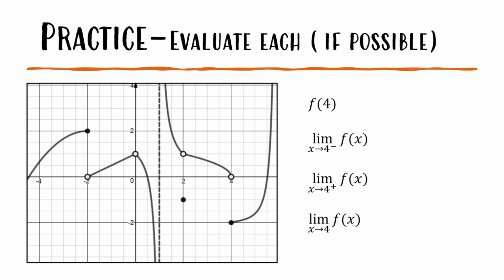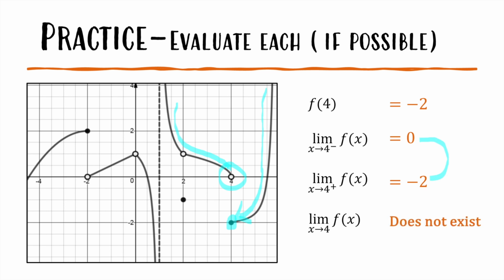Last one, let's look at f of 4. f of 4 is down here. It's -2. The limit as x approaches 4 from the left, we're following the graph to see what happens as we get closer and closer to an x value of 4, and it looks like we're headed towards 0. And then from the right, following the graph, that one's headed towards -2. The left limit and right limit don't agree. Therefore, the limit as x approaches 4 of this function does not exist.